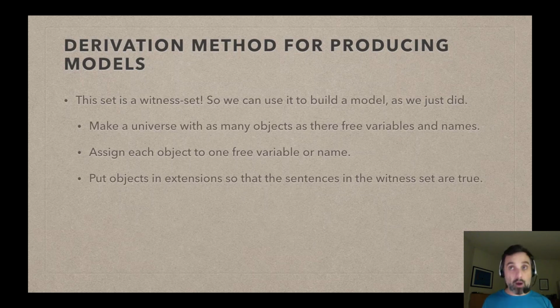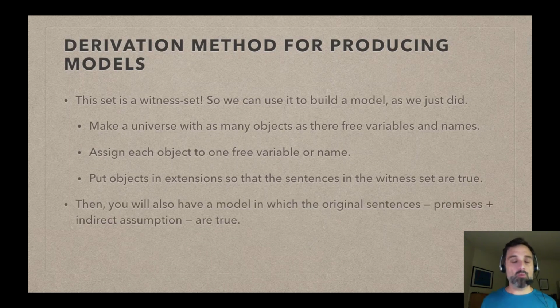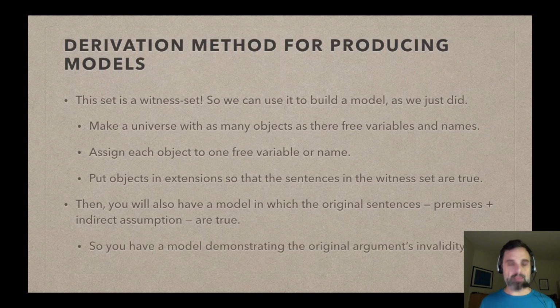So if fi is in one of the sentences in your witness set, and you've assigned i for some reason to 3, then you'd put 3 in the extension of f, and so on. That's what the example demonstrated. Once you've done that, then you have a model in which the original sentences are true. And that means you have a model that demonstrates the original argument's invalidity.